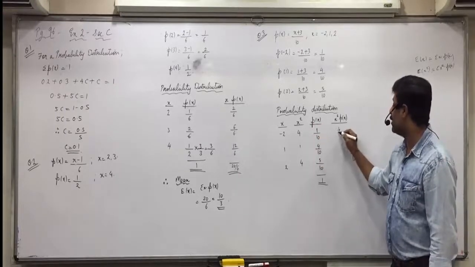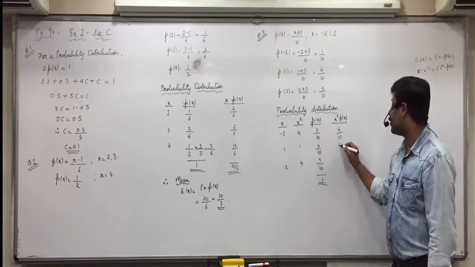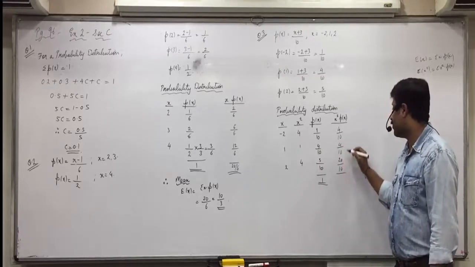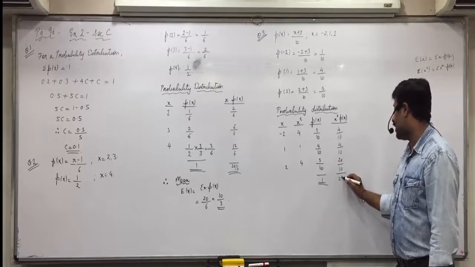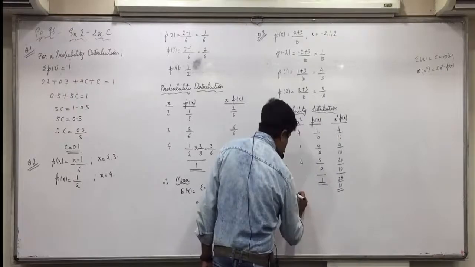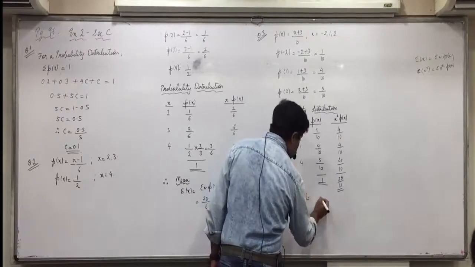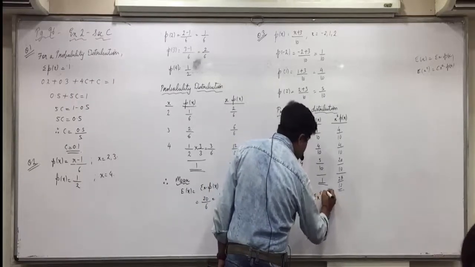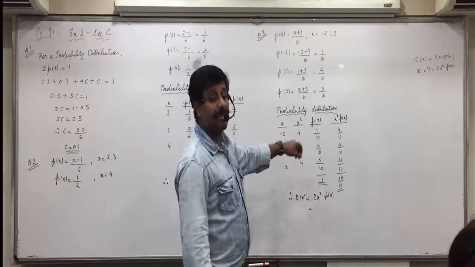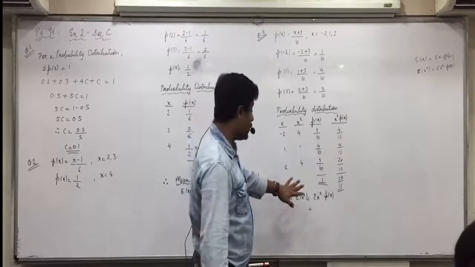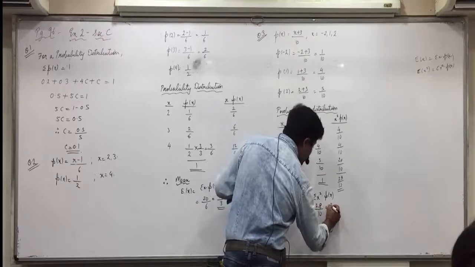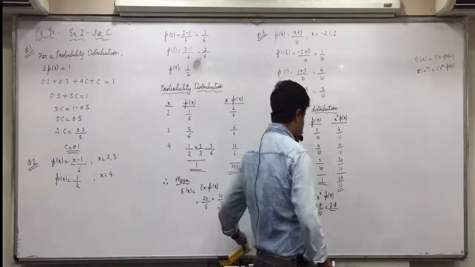4 into 1 by 10, 4 by 10. 1 into 4 by 10, 4 by 10. 4 into 5, 20 by 10. 4 plus 4, 8, plus 20, 28 by 10. And then you will say, therefore E of x square is sigma x square into p x. E of x is sigma x into p x, E of x square is sigma x square into p x. So 28 by 10, 2.8. Did you all understand this? Any confusions with this?